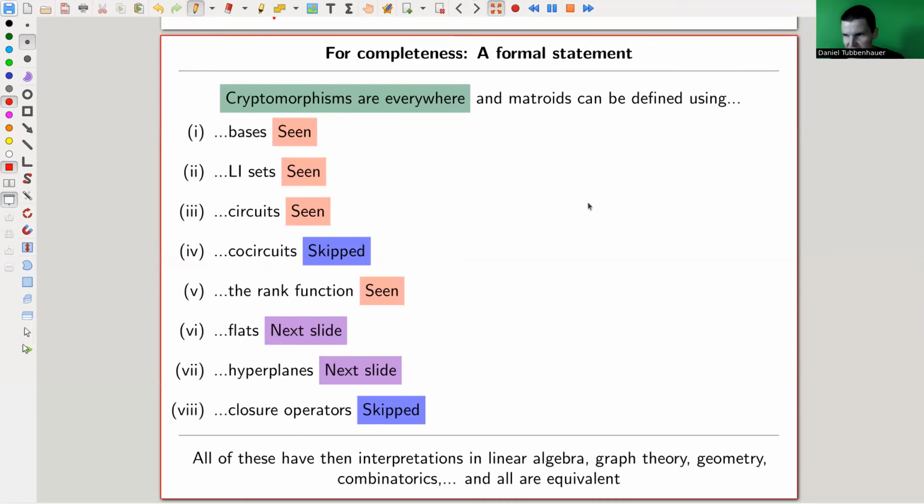So we've seen bases, we have seen linearly independent sets. I kind of explained, probably failed, circles or circuits. We've seen those. There's a dual notion, which I just skip. Then there's a rank function, and there's a closure operation, which we'll just skip. And then there are the flats and hyperplanes, which I'm trying to illustrate on the next slide. But all of these have interpretations coming from various different points in linear algebra, graph theory, geometry, combinatorics. So flats and hyperplanes are really more geometry, as the name suggests, and they are all equivalent. And that's absolutely fantastic.